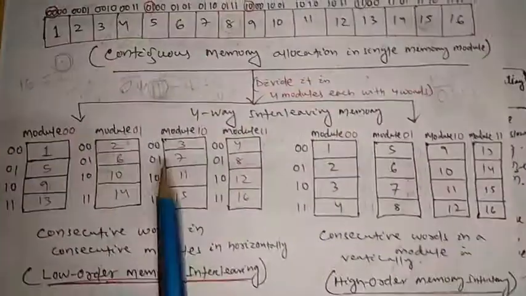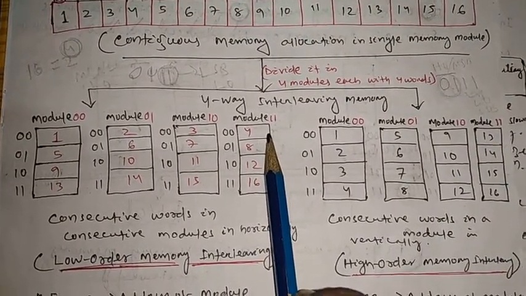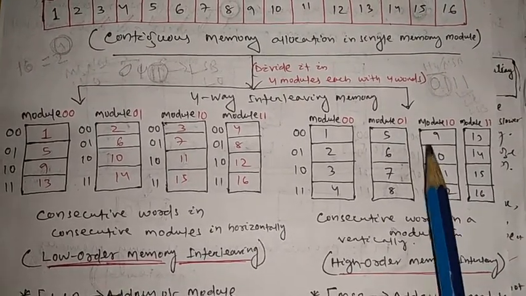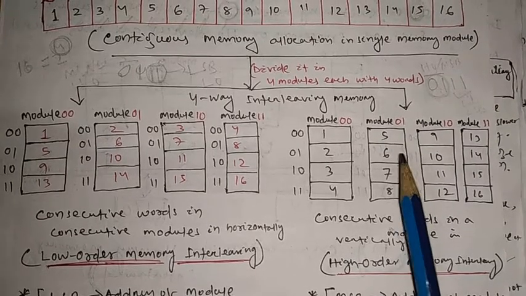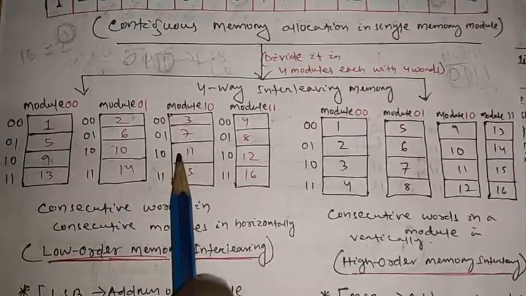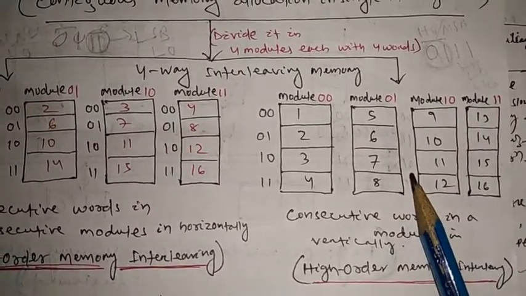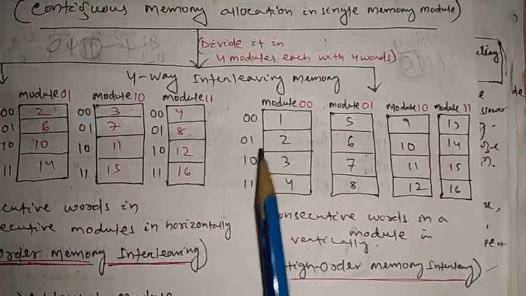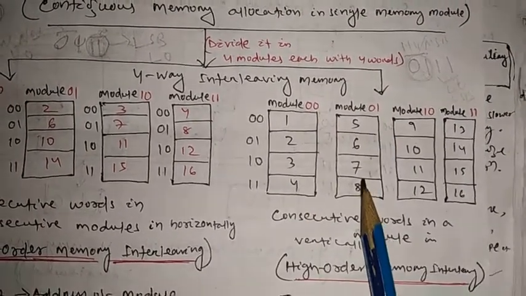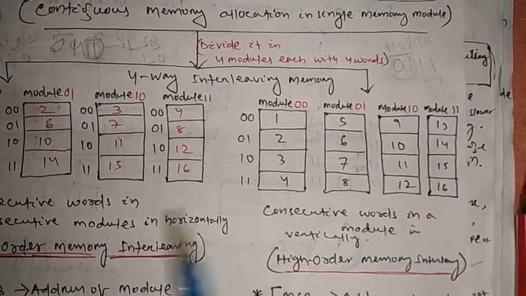Here more than one word can be accessed simultaneously by the CPU at one time, but here a number of processors can be executed simultaneously with the help of different modules. If processor 1 needs data, then it can access this one. If processor 2 needs this second data, then it can access the data. If processor 3, then it can access the data. So this is the difference.